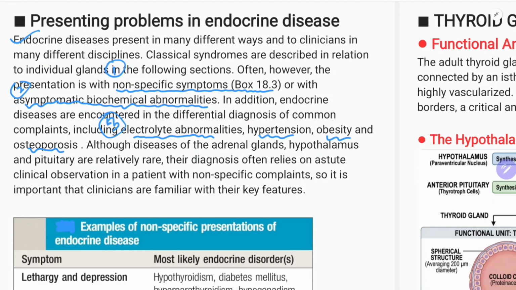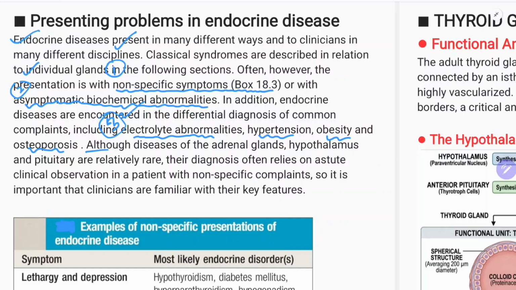Or the patient may not have symptoms and has asymptomatic biochemical abnormalities. That is number two. Number three is the patient presents with electrolyte abnormalities, obesity, osteoporosis, hypertension. These three types of presentations we will get in any type of endocrine disease. Number one is non-specific symptoms. Number two, asymptomatic biochemical abnormalities. Number three, electrolyte abnormalities while evaluating electrolyte abnormalities, hypertension, obesity, and osteoporosis.